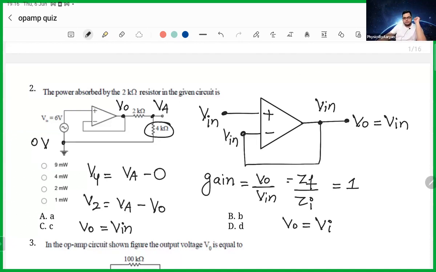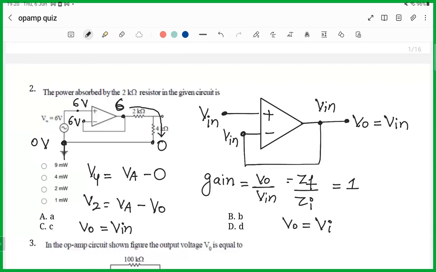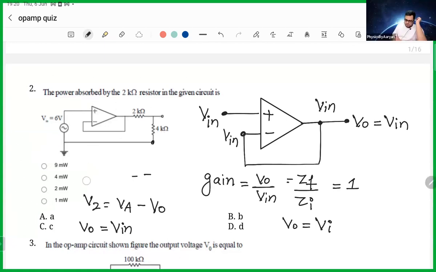Is input 6? That is the question. Is my input 6 here? For the output we only need the potential difference across the 4k ohm resistor, right? Yeah. I get your point. I get it. Yeah, it was a good analysis actually.